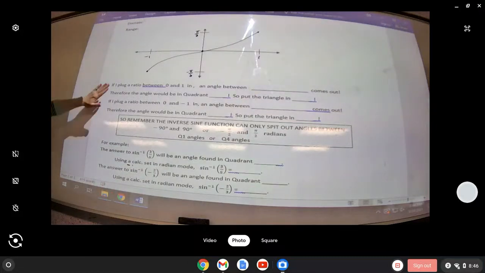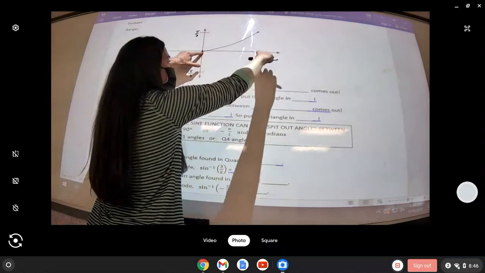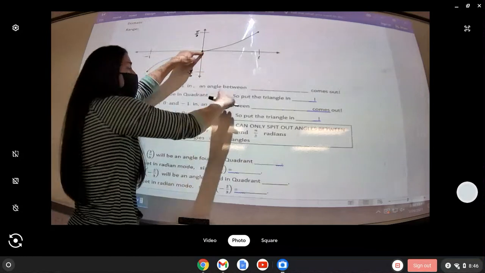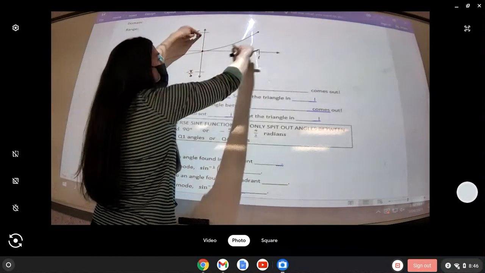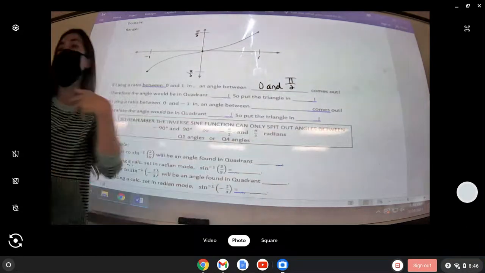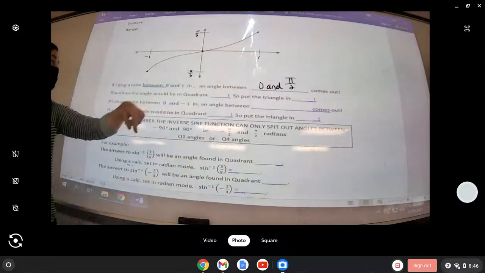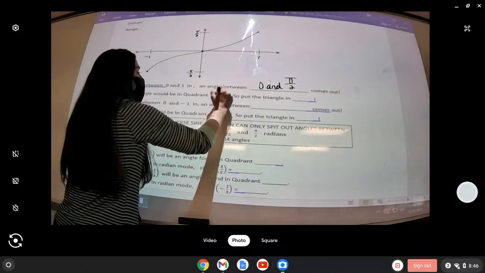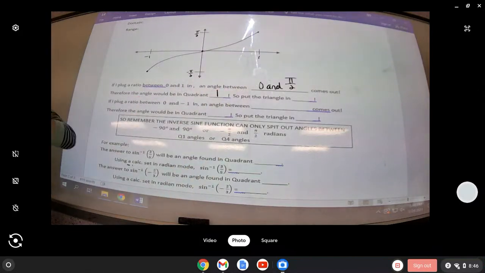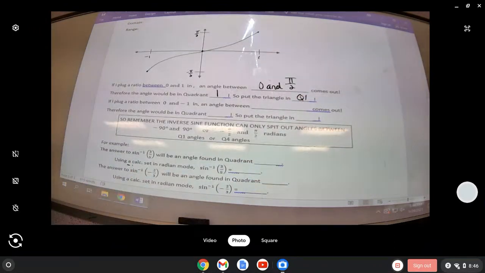So the inverse works like this. If you plug a ratio between 0 and 1 into the inverse sine, it's going to spit out an angle between 0 and pi over 2, this leg of the curve. Which means it's a quadrant 1 angle. So if you take the inverse sine of a positive ratio between 0 and 1, it's going to spit out an angle in quadrant 1. So if we ever have to put a triangle somewhere that deals with a question like this, you want to put that triangle in quadrant 1 because that's what angle it would have spit out.